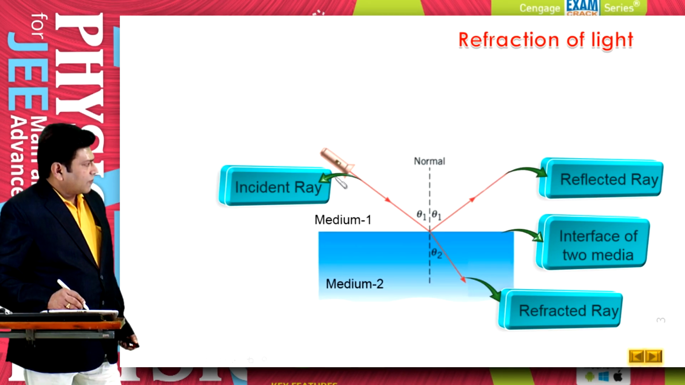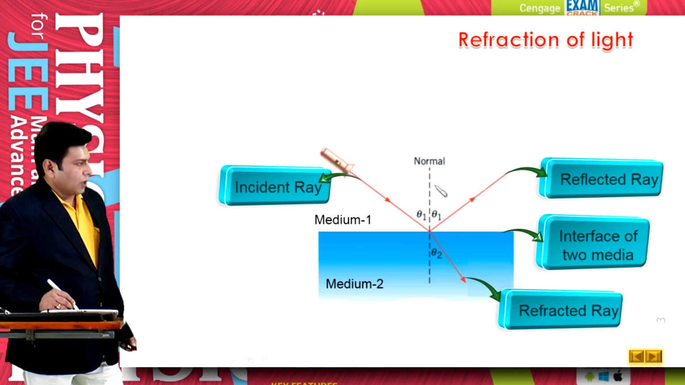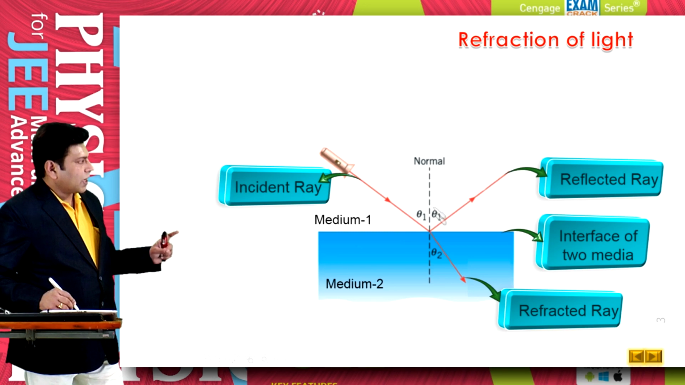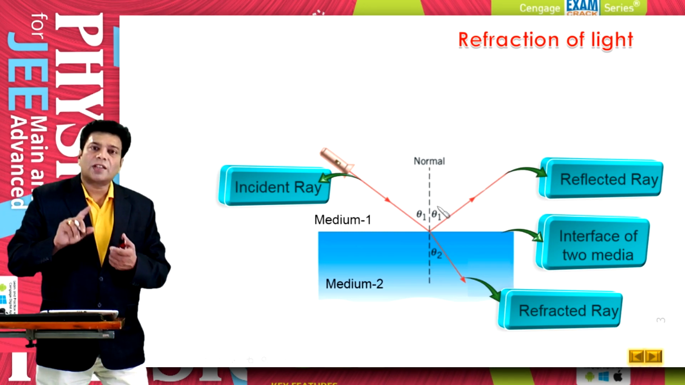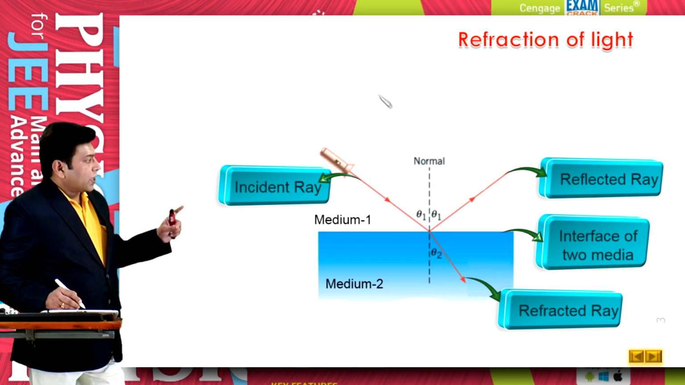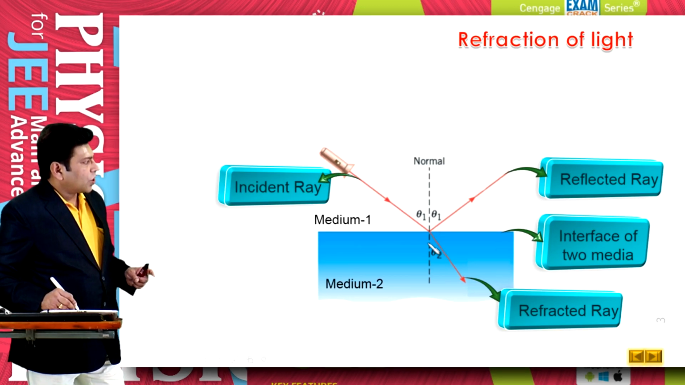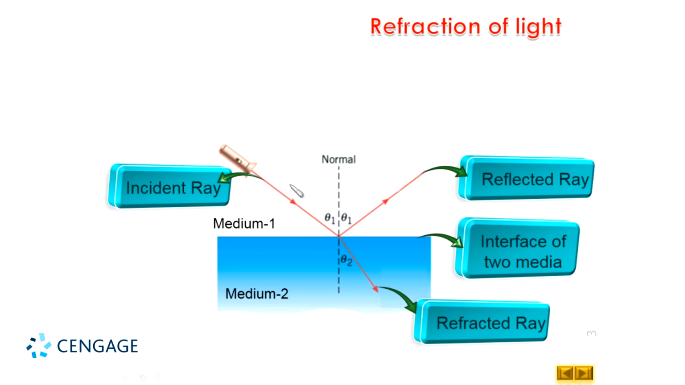Suppose the incident ray is coming along the normal. This type of situation is called normal incidence. In case of normal incidence, there is no deviation of the path of the refracted ray. But if the incident ray is coming at an angle other than normal, the refracted path will always be deviated. That is, deviation of the path of the refracted ray with respect to the initial direction. This situation is called refraction.